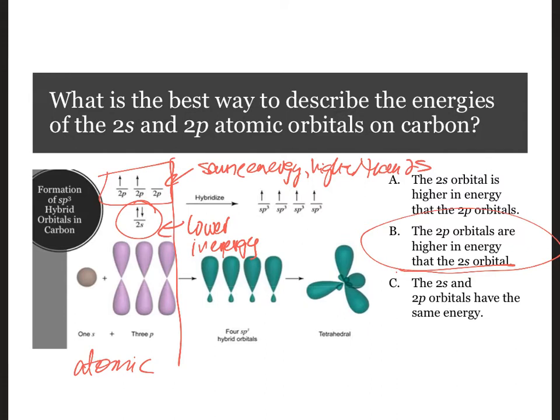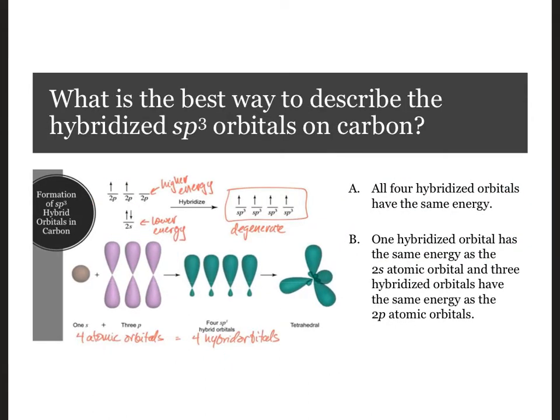It's not until we get to our hybrid orbitals that we see all four of these sp3 hybridized orbitals having the same energy. On this slide, the best way to describe the sp3 orbitals on carbon is that they have the same energy. That's what degenerate means. Degenerate means same energy.